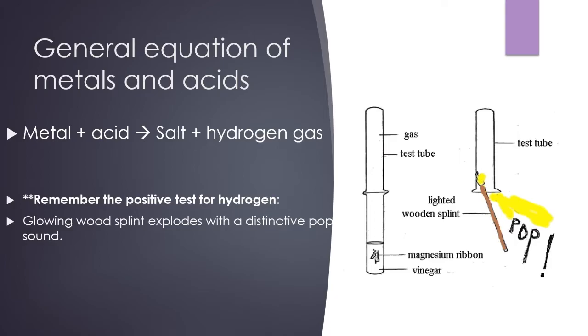So as you can see in this diagram over here, the metal, which is magnesium ribbon, reacts with the acid and the gas is released. If we were to take a burning splint or a glowing splint and place it where the hydrogen gas is, it makes a popping sound. This is the positive test for hydrogen.